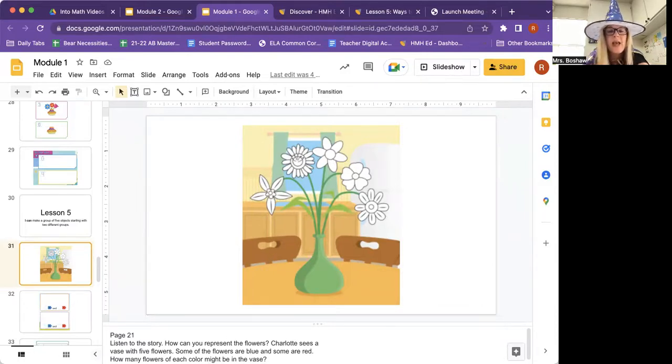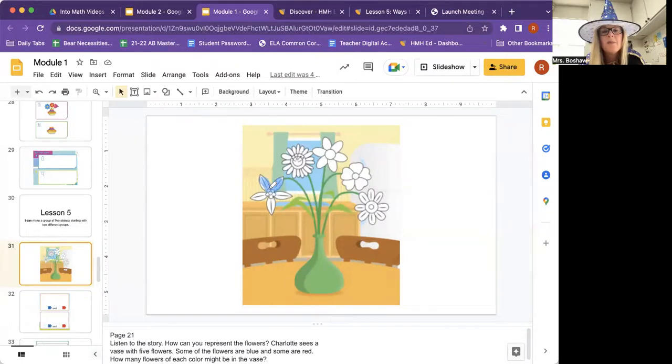All right, so listen, how can you represent the flowers? Charlotte sees a vase with 5 flowers. Some of the flowers are blue and some are red. How many flowers of each color might be in the vase? So some are blue and some are red. So it doesn't tell you exactly how many, but I'm going to color it.